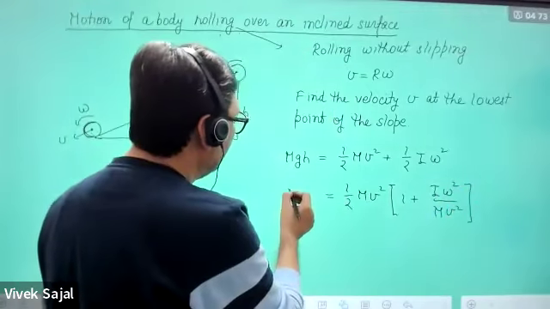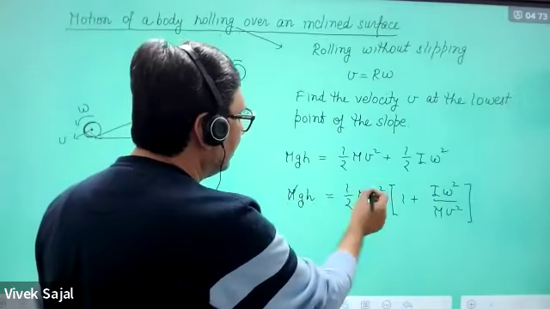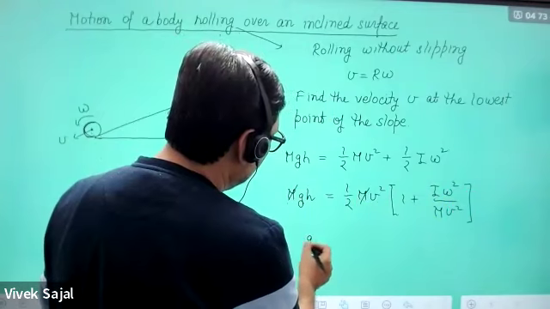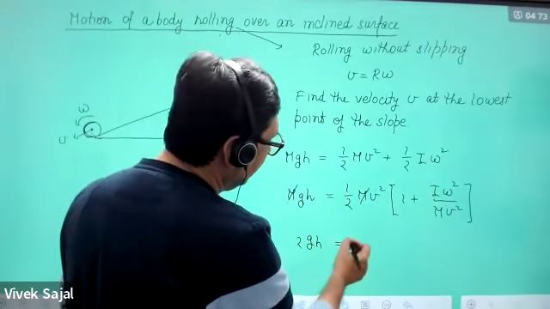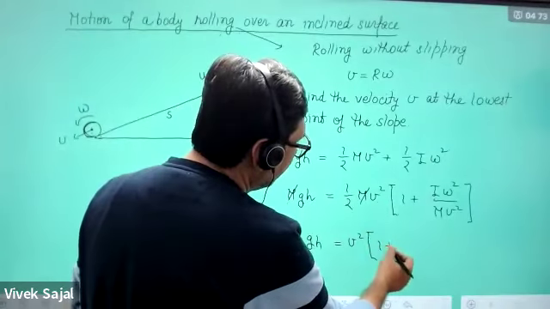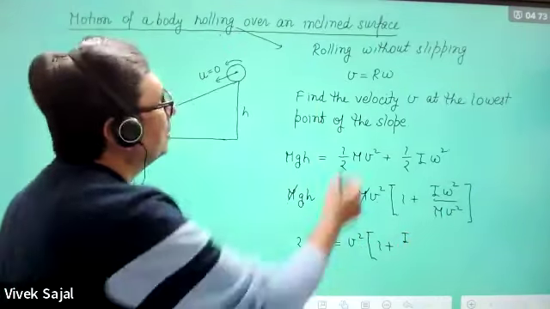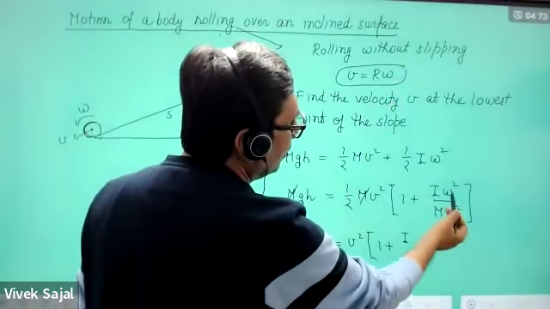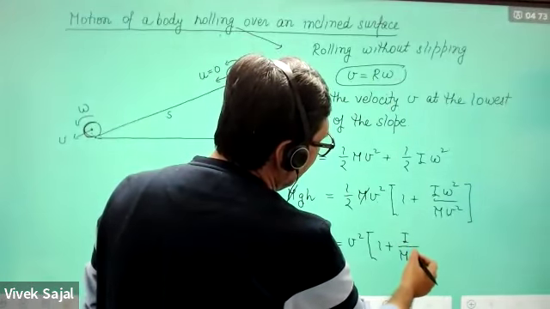And on this side you have mgh. So m will cancel out, and I can write 2gh. I bring this 2 here, and this will be v square times 1 plus I omega square over m v square. Try to understand, v equals r omega. If I substitute v equal to r omega, omega will cancel out and this will be I upon m r square.